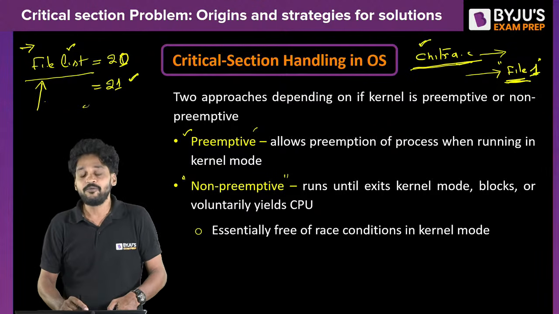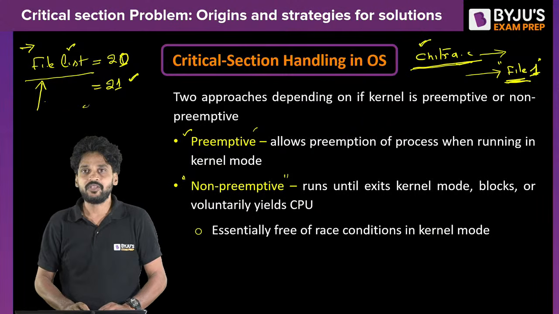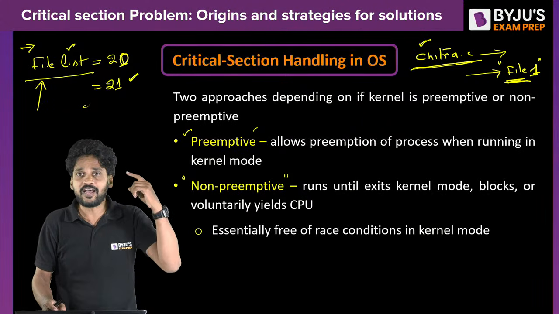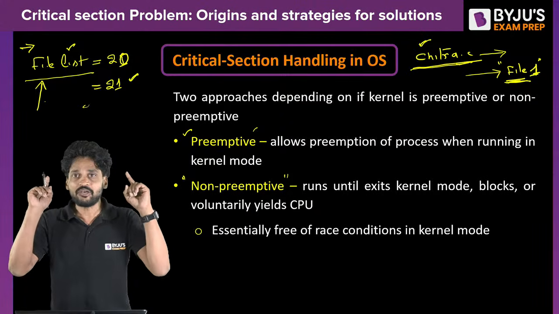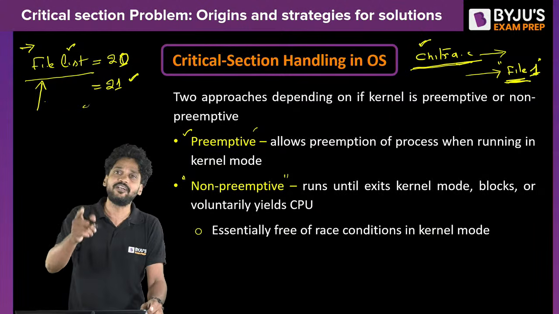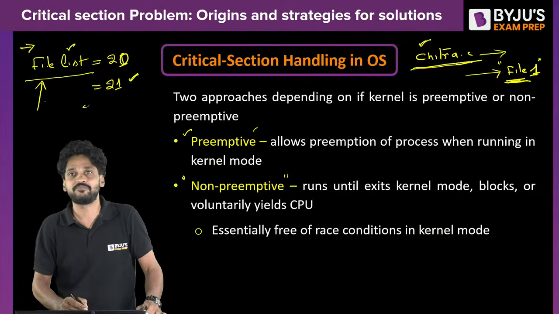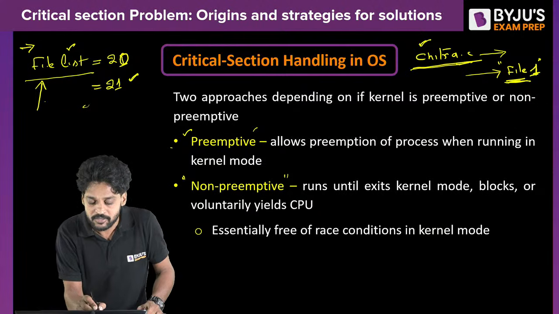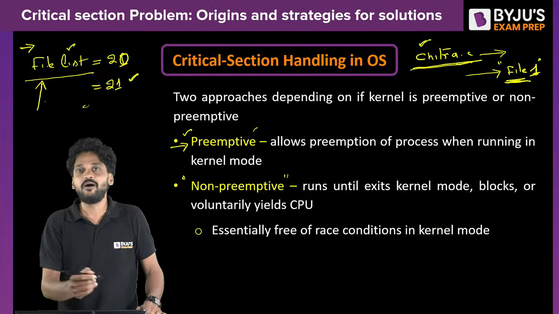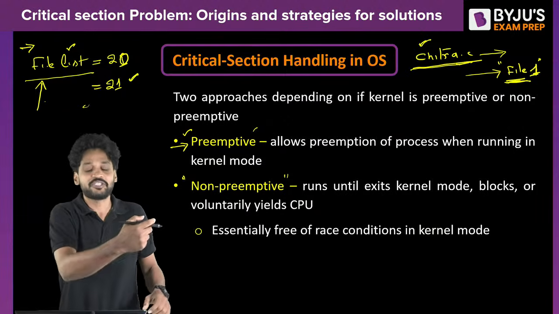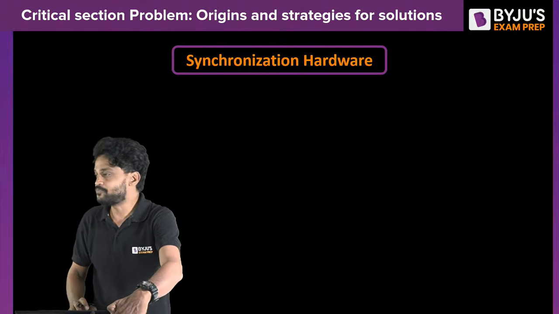Now understand why we have discussed this. Our solutions should be designed keeping in mind that most operating systems, 99.99% of them, follow the approach of preemptive kernels only. Now let us get into the solutions of the critical section problem.